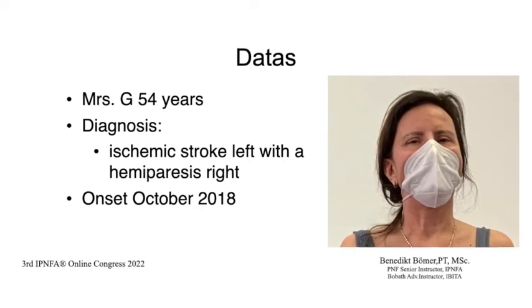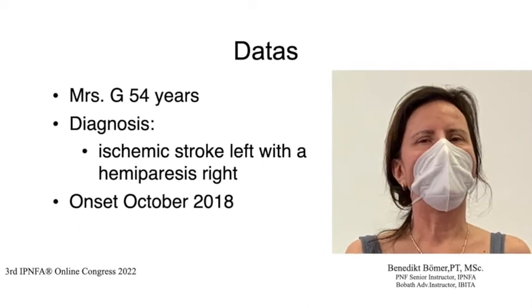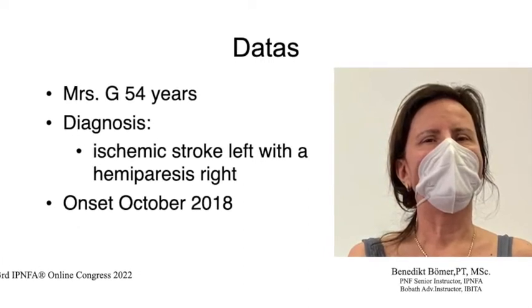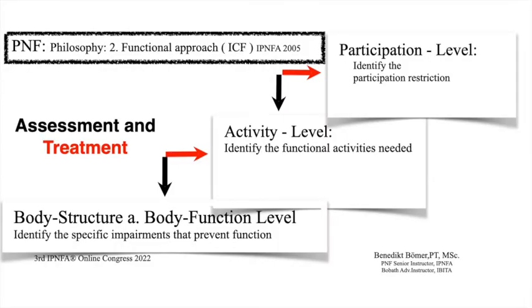She is 54 years old. She had an ischemic stroke on the left with a hemiparesis on the right in October 2018. For assessment and treatment planning, we use in PNF the ICF with its well-known 3 levels: participation level, activity level, and the body structure and body function level.